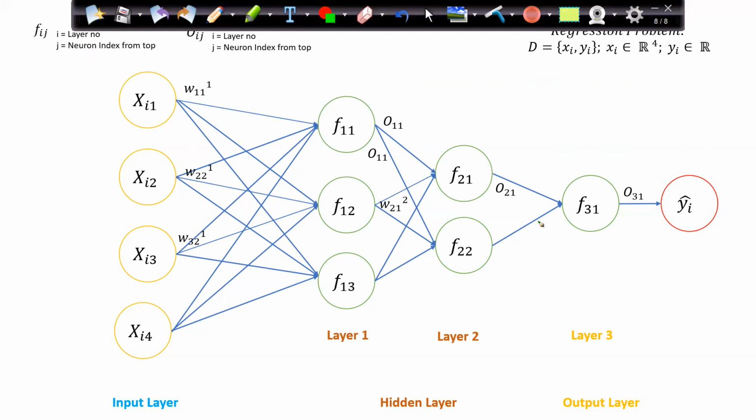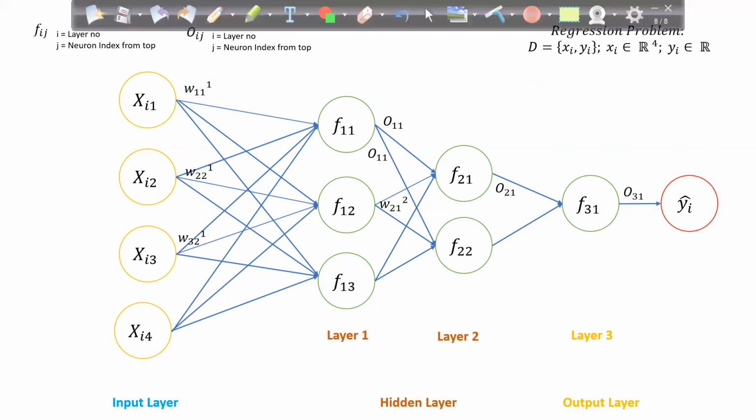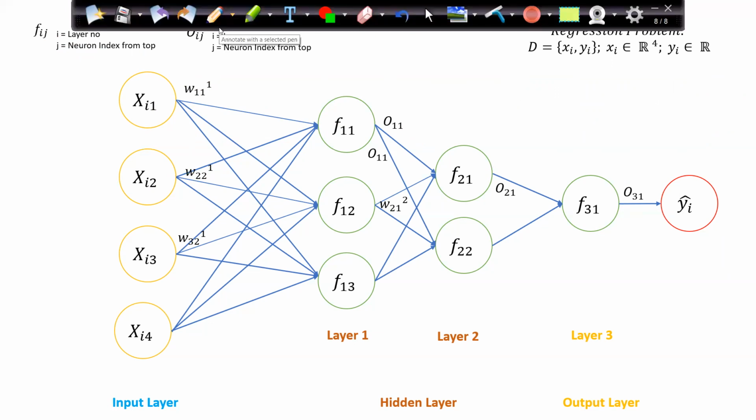Now once that is done, I have to train my model. I know my optimization problem. Now I have to apply my gradient descent, right? So now we will apply either stochastic gradient descent, SGD, or I can directly go with gradient descent as well.